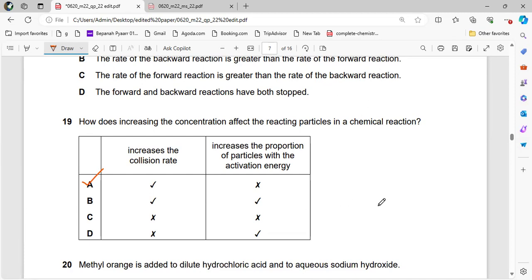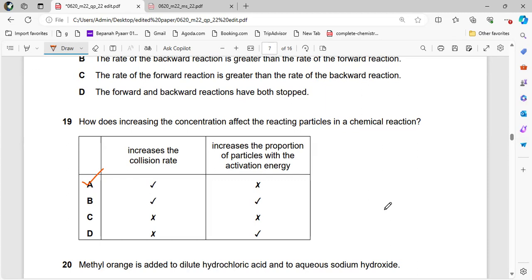Next, how does increasing the concentration affect the reacting particles in a chemical reaction? So it increases the collision rate. Yes, it is true. When you increase the concentration, the number of particles or molecules increases. So there are high chances of these particles colliding more. Okay, so collision will increase.